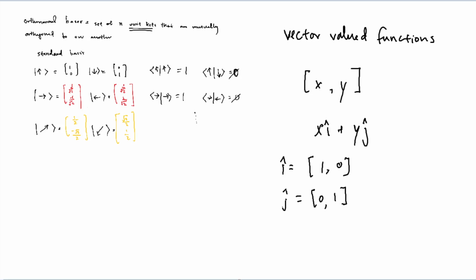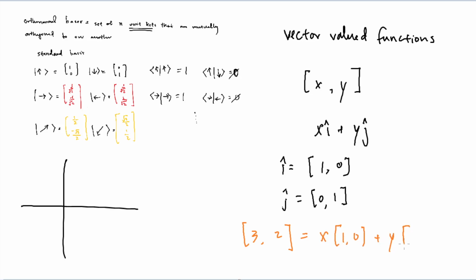There we go. Whenever we write vector valued functions, and any vector out there, in the following way, what we're essentially saying is the following. Let's say you have a Cartesian coordinate plane, and let's say that you have a vector written as 3, 2, just for illustration's sake. Now, according to what I just told you, we can write this in terms of some value x times 1, 0 plus some value y times 0, 1. And clearly that is the case.